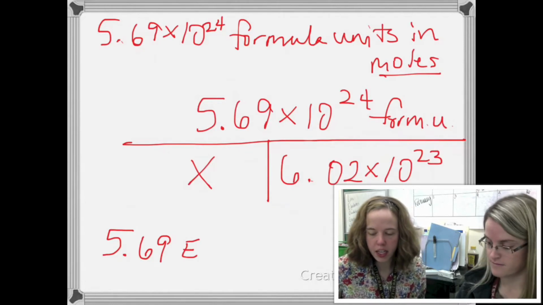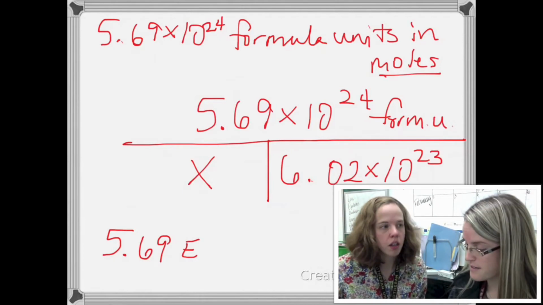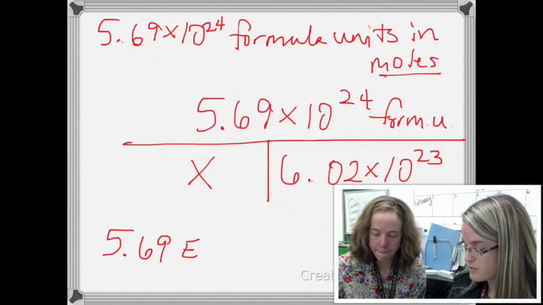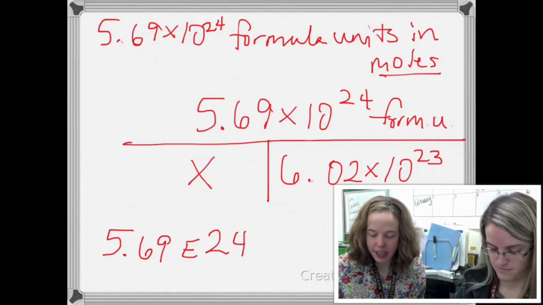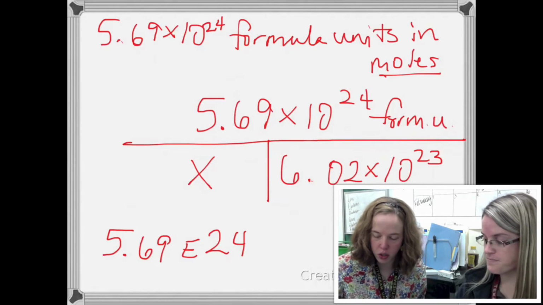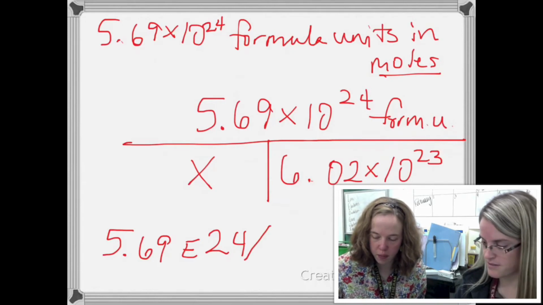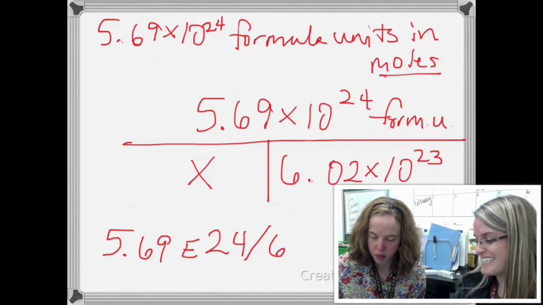And then we're going to put in our exponent. What's our exponent? E stands for times 10 to the power of. And so it would be 24. So this just means 5.69 times 10 to the 24th power. And then we said we were going to divide by 6.02 times 10 to the 23rd, so it'd be 6.02 E 23.